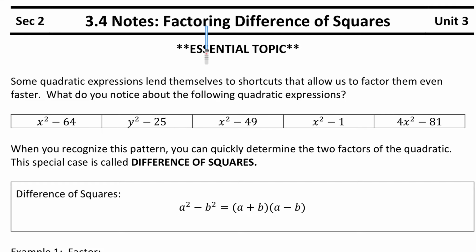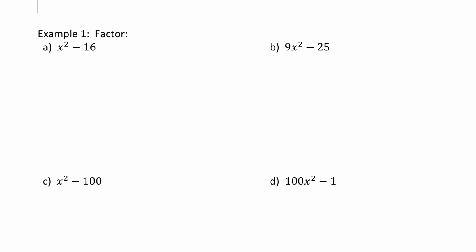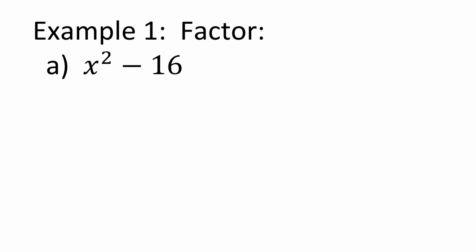Today we are going to talk about factoring difference of squares. Let's look at this first example. Remember, the first step when factoring is to find the GCF, the number that can divide both terms. The x squared has a 1 right here, and 16 is divisible by 1. So with a GCF of 1, we don't have to factor the GCF out.